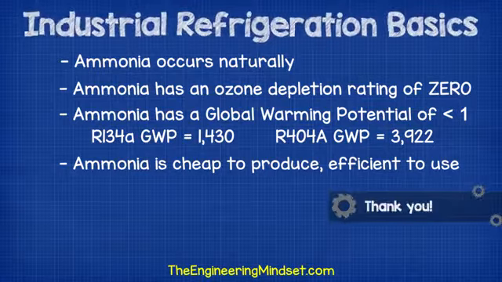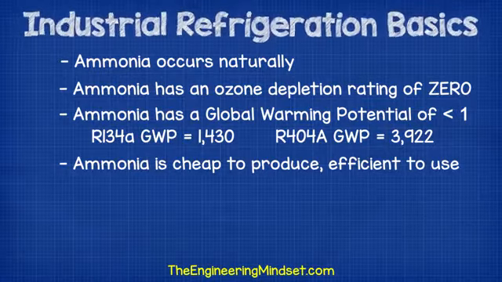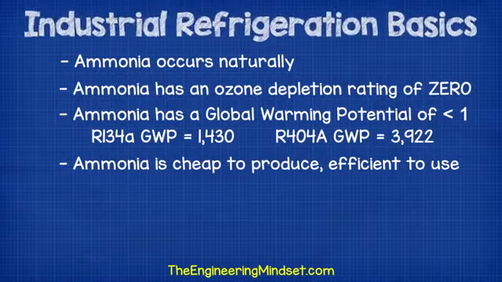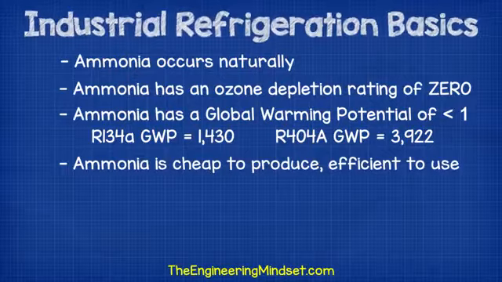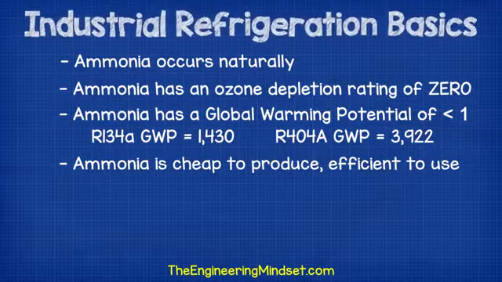Ammonia is also cheap to produce and energy efficient to use. It has the capability to absorb large amounts of heat as it evaporates. That's a really important aspect for a refrigerant to be of use. It also means that pipes and components can be made thinner and smaller.